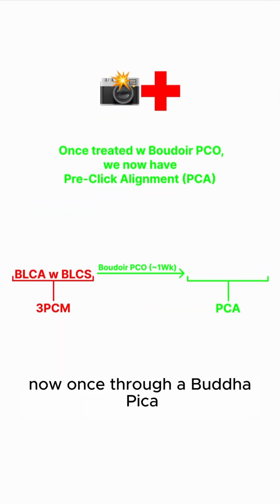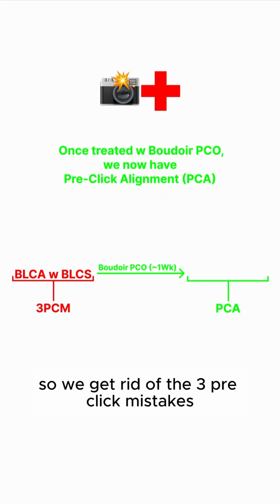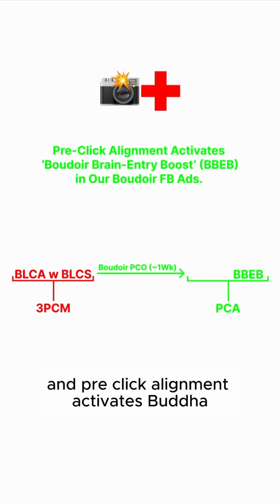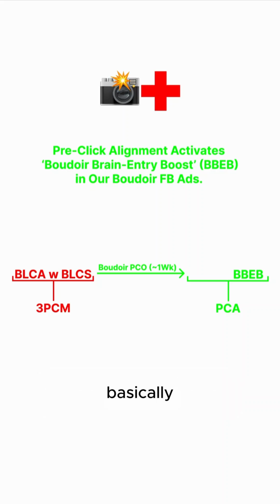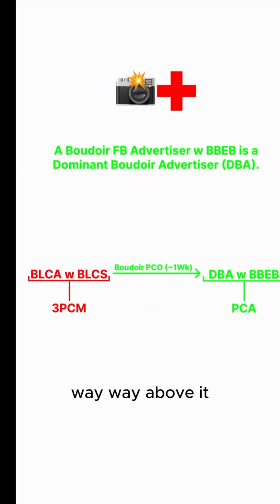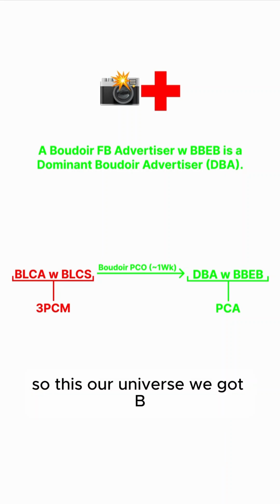Now, once treated with Boudoir Pico, we now have pre-click alignment, PCA. So we get rid of the 3 pre-click mistakes. We achieve pre-click alignment, and pre-click alignment activates Boudoir brain entry boost in our Boudoir Facebook ads. Basically, we get our unique CTR above 6%, ideally way, way above it. And a Boudoir Facebook advertiser with Boudoir brain entry boost is a dominant Boudoir advertiser, a DBA.